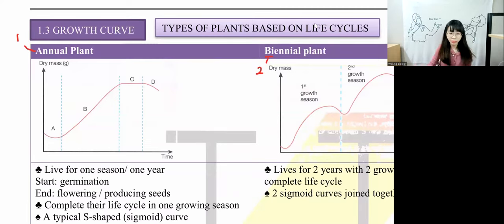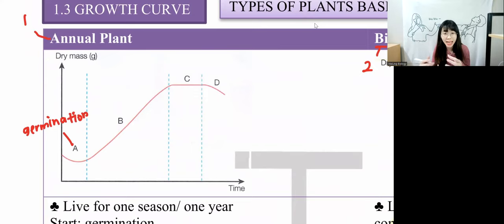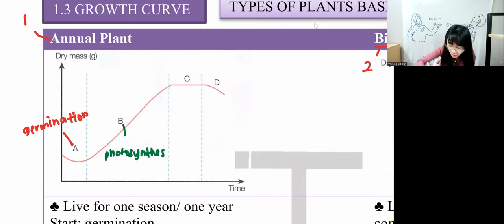Because for A, this part is called germination. Germination means they use the food stored in the seed to germinate into a small, tiny little plant. So when the food is being used up, the mass decreases. But at B, why do they increase? Because once they form leaves already, they can carry out photosynthesis. So for B, it's photosynthesis. They form leaves, produce more food, store more food, and increase in mass. C, why is it constant? Because at C, the growth rate is 0.